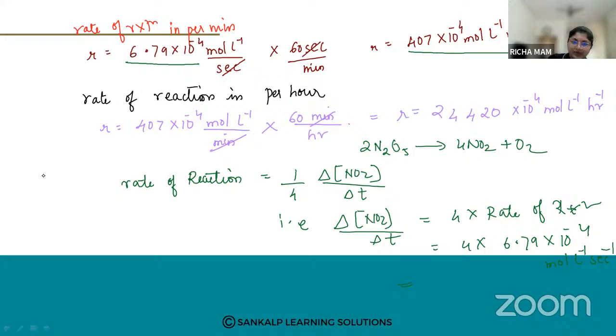So 4 into 6.79 is 27.16 into 10 raised to minus 4 mole per liter per second. So this is the concentration rate of NO2 produced. Yes, very good.